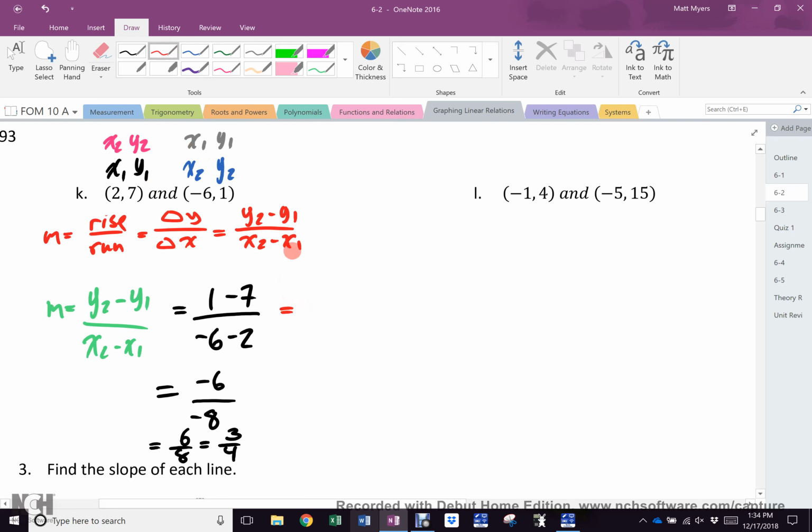Now, in red, let's do the other side. Change it around. y2 is now 7. 7 minus y1, 1, over x2, 2, minus x1, -6. What's 7 minus 1? 6. What's 2 minus -6? 8. 3/4. Does it matter? No. What does matter? If I make that x1, this has to be y1. Everybody with me? Great. Prove it.